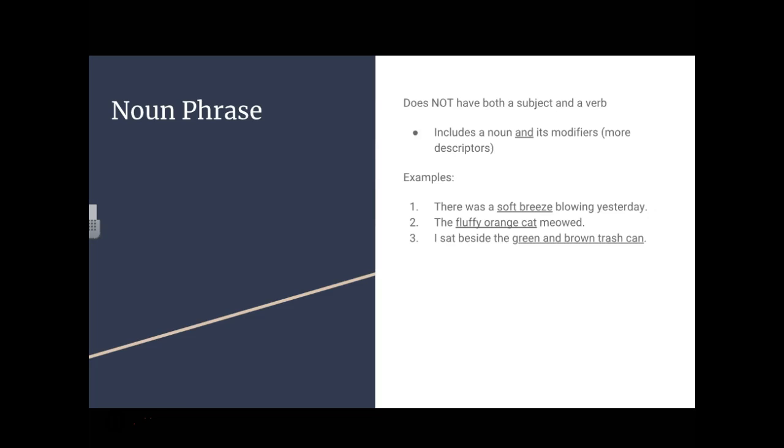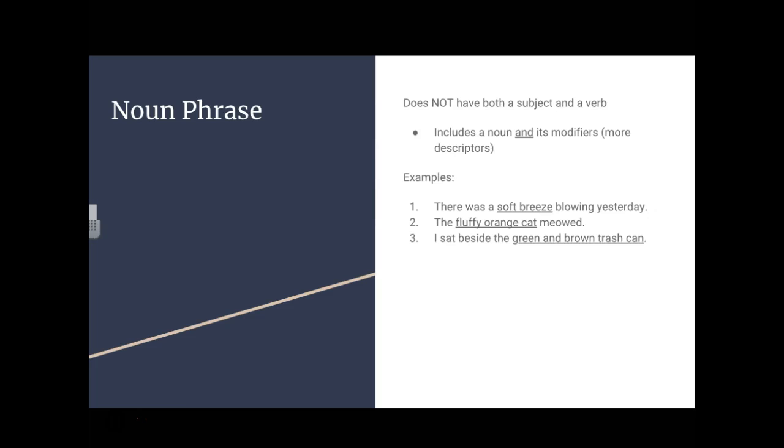So check this out. Everyone should have their eyes on the board. Number 1, there was a soft breeze blowing yesterday. Okay, what's the subject of the sentence? Breeze. The breeze was the subject.